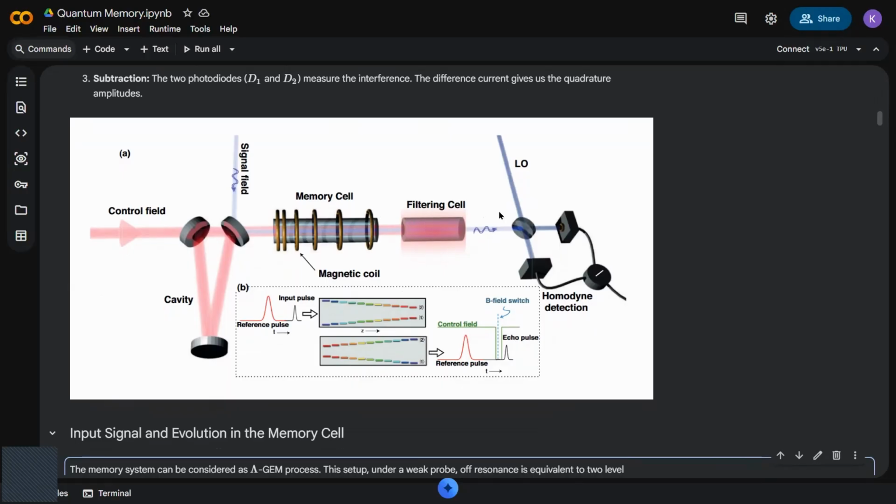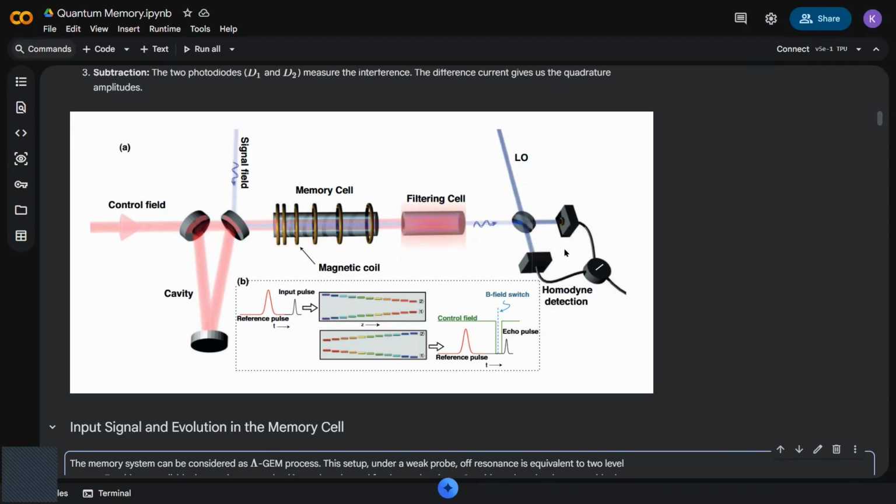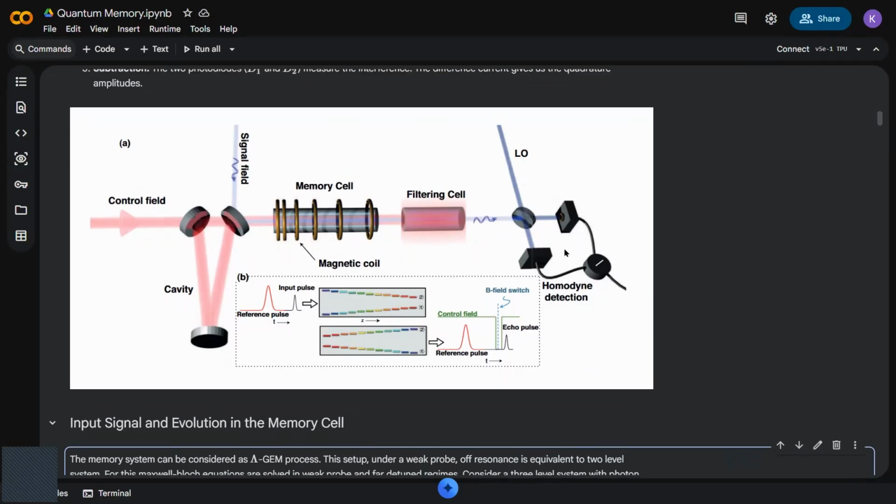This goes through a filtering cell and ultimately is detected using a homodyne detector, where we give an LO externally, which bypasses this entire experimental setup. And by the detection with the two photodiodes D1 and D2, we measure the interference, and the difference current gives us the quadrature amplitudes X and P.